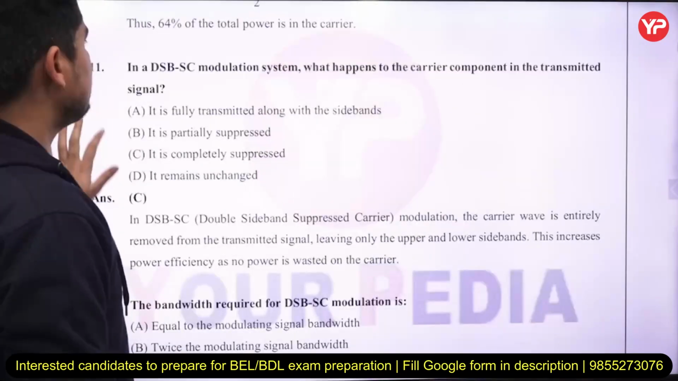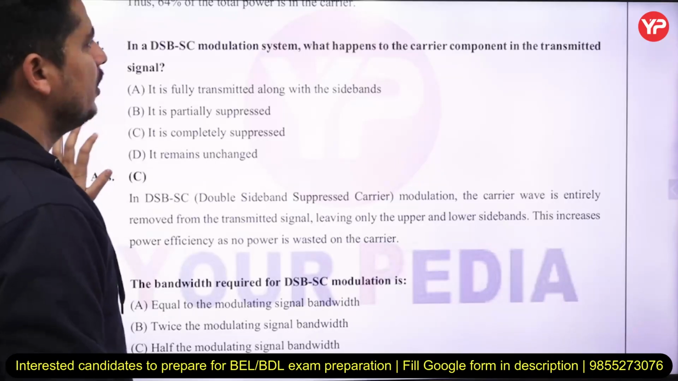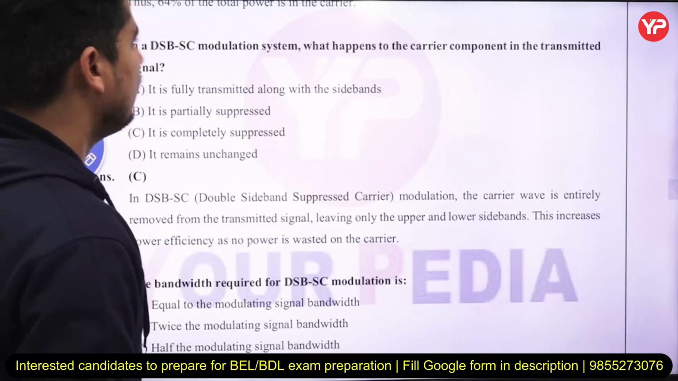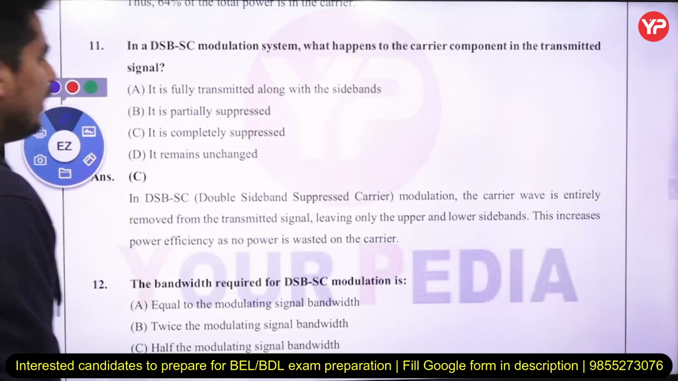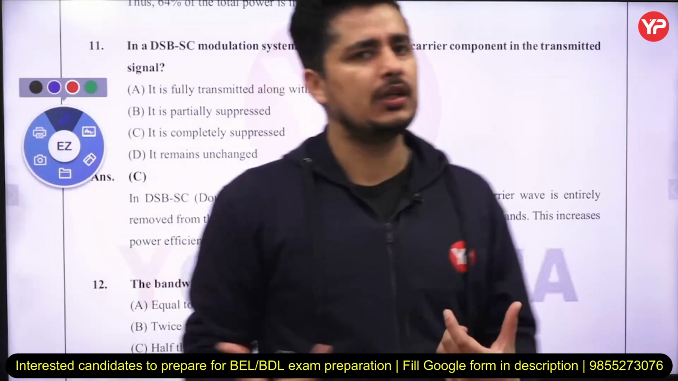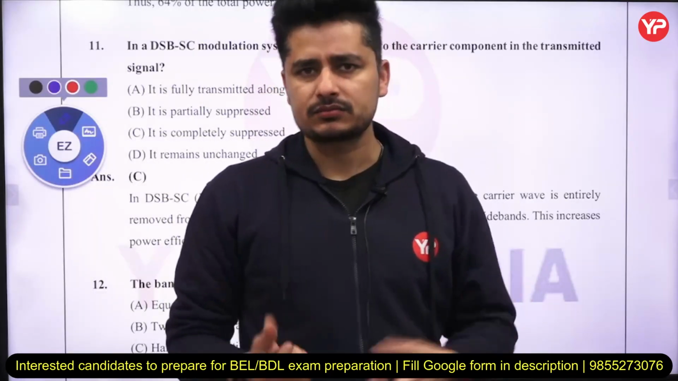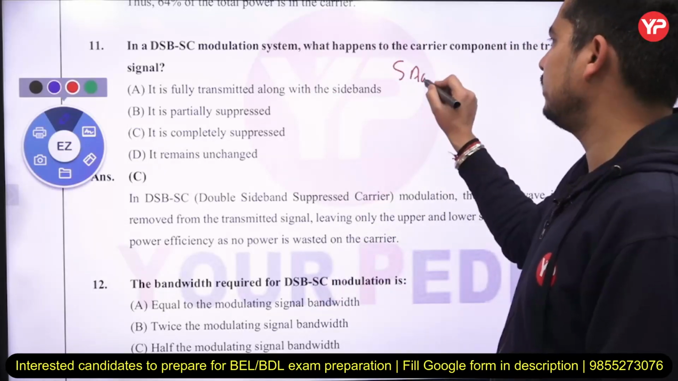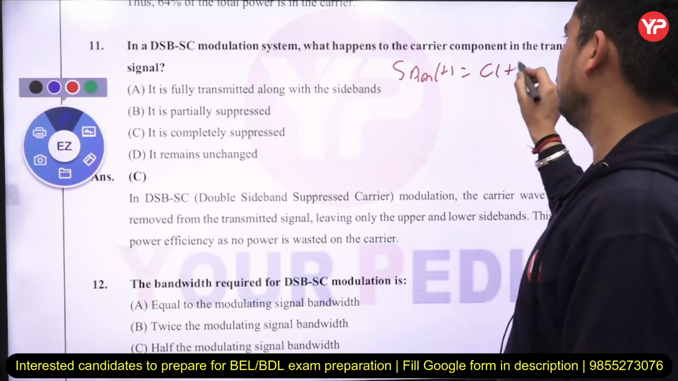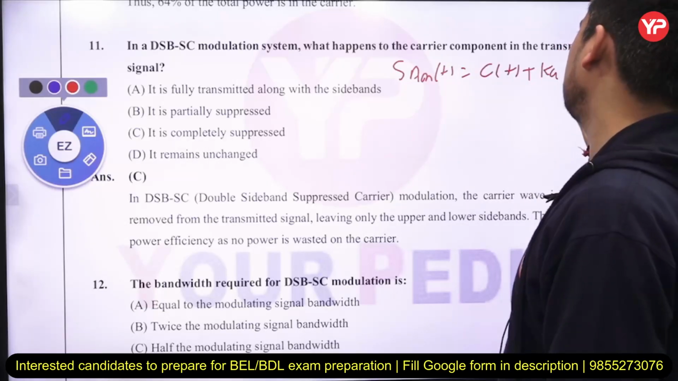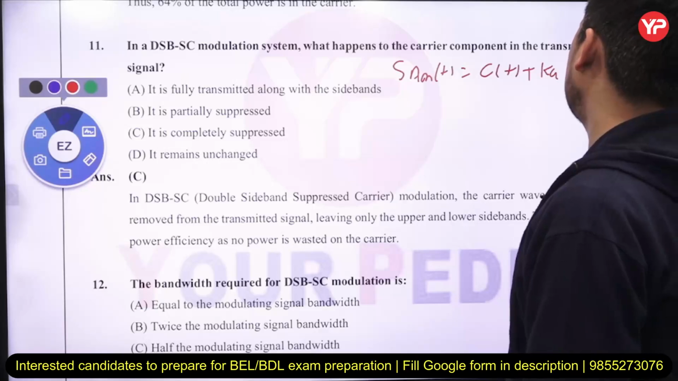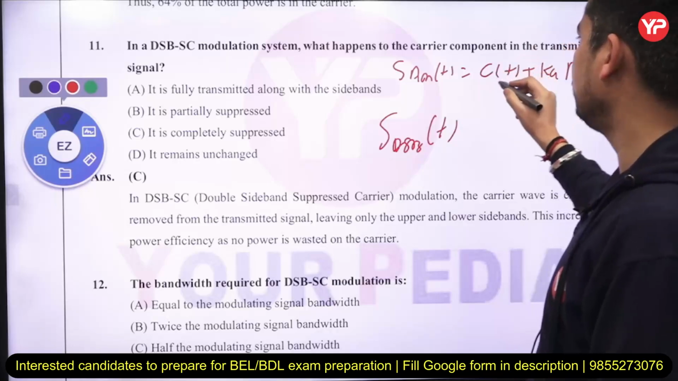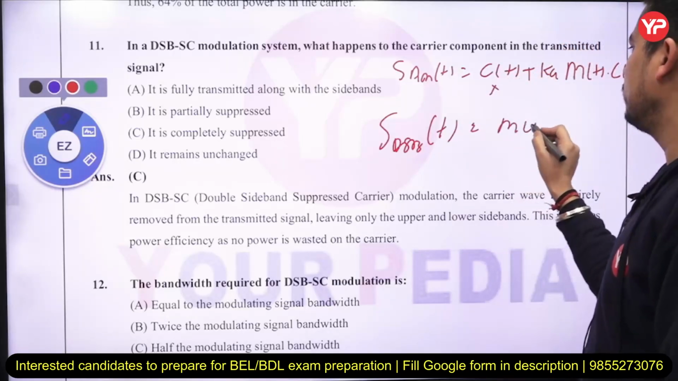Okay, next. In a DSB-SC modulated system, what happens to the carrier component in the transmitted signal? See, if I compare DSB-SC with full AM, what is the equation of full AM? Let us take s_AM(t) equals carrier plus Ka times message signal, multiplied by carrier. And in DSB-SC, s_DSB(t), we just remove this carrier. So what we get? m(t) into c(t).